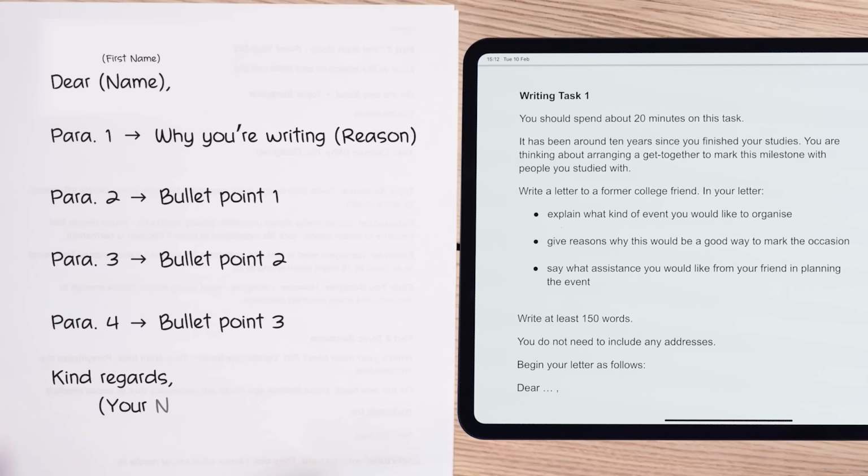Kind regards is because a lot of people get mixed up with, oh, should I write yours faithfully or yours sincerely? What is the friendly, informal one? Kind regards you can use for both formal and informal, because it does sound friendly, and it does sound kind of formal as well. So just that, and then your name.